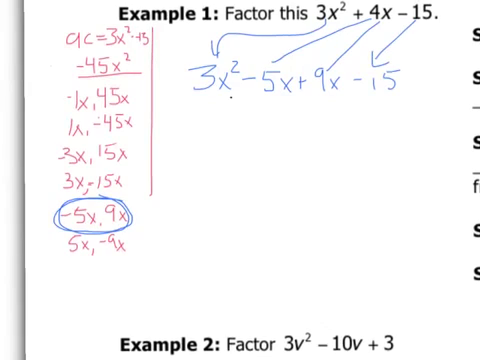Okay, so factoring by grouping. I take the first two, find the GCF. So what's the GCF of 3x squared and 5x? Just x. And then I have 3x minus 5 inside the parentheses.